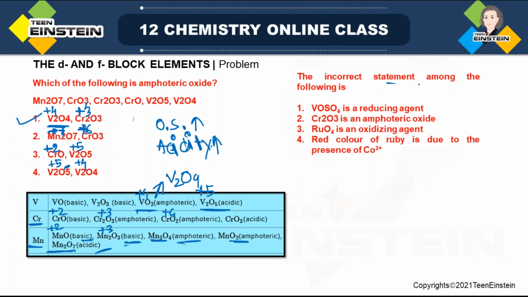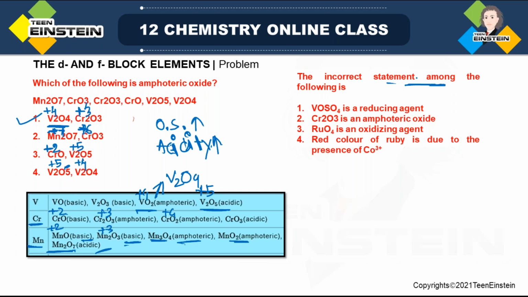We have to find the incorrect statement among the following. There are 4 statements, and only one will be wrong because it is a single choice answer. The first statement, VOSO4, vanadium, then oxygen, then sulfate ion, says that it is a reducing agent. Now, how to understand whether it will be a reducing agent? It is possible only when vanadium has some d electron. But if it does not have d electron, how can it?